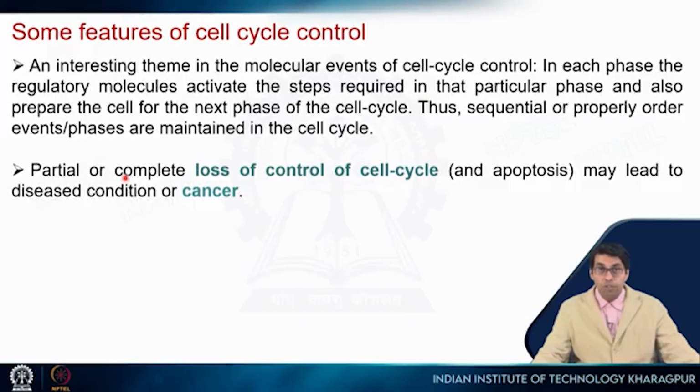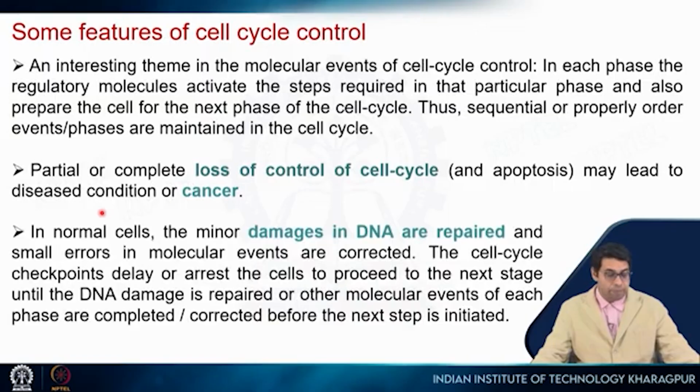Partial or complete loss of this cell cycle control can result in diseased conditions such as cancer. In normal cells, minor problems such as DNA damages are repaired. So there are proteins which continuously ensure that there is no DNA damage present. If there is, then they will repair it, and it will halt the cell in that particular phase. Once all those damages are repaired, then the cell will move on into the next step.